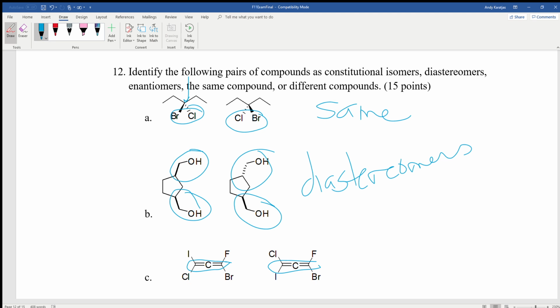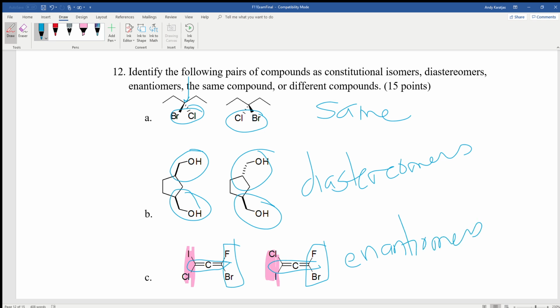Now on one end of the allene, we have fluorine and bromine, and they're in the same configuration. But on the other side, the iodine and the chlorine have been reversed. And so while it may not be apparent, allenes are chiral molecules when they have four different substituents. And so since one side has been reversed and one side has not, that makes these enantiomers.